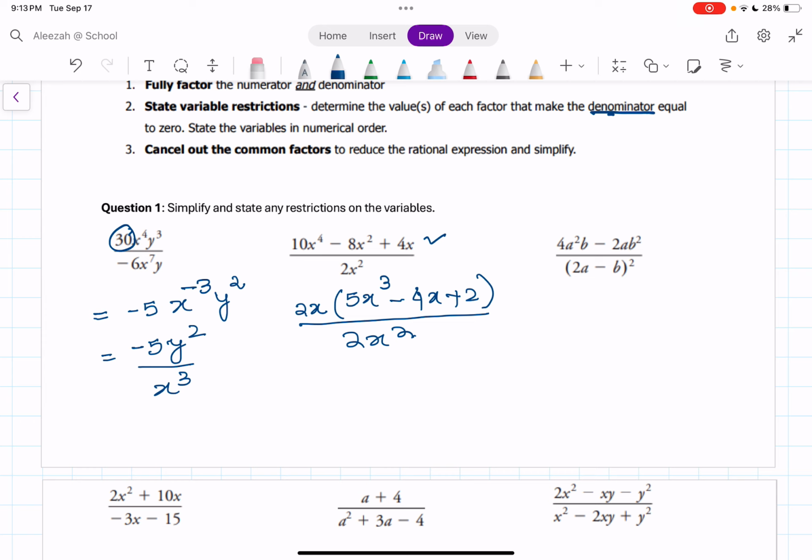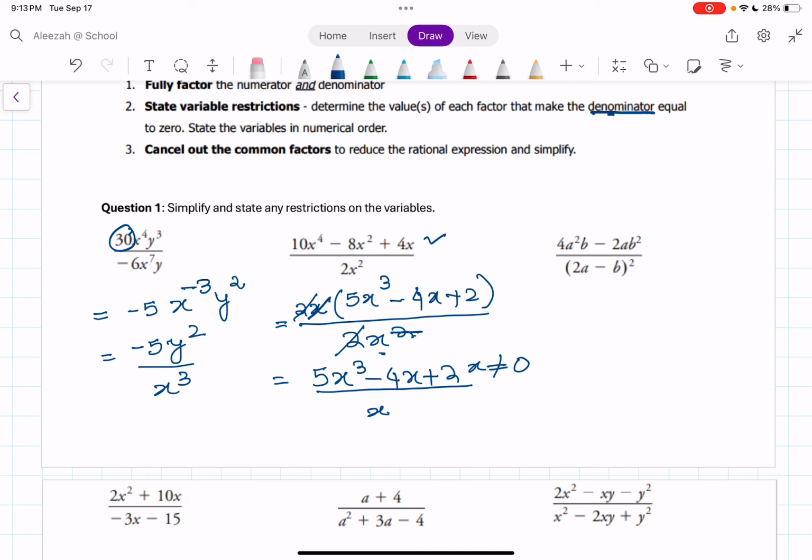So what are the restrictions here? The variable in the denominator is just x, so x cannot be 0. So the only restriction we have is x cannot be 0. Okay, and now when I simplify that, the 2 cancels out with 2, and this x cancels out with the exponent here, so I'm left with 5x³ minus 4x plus 2 divided by x. So that's my answer.